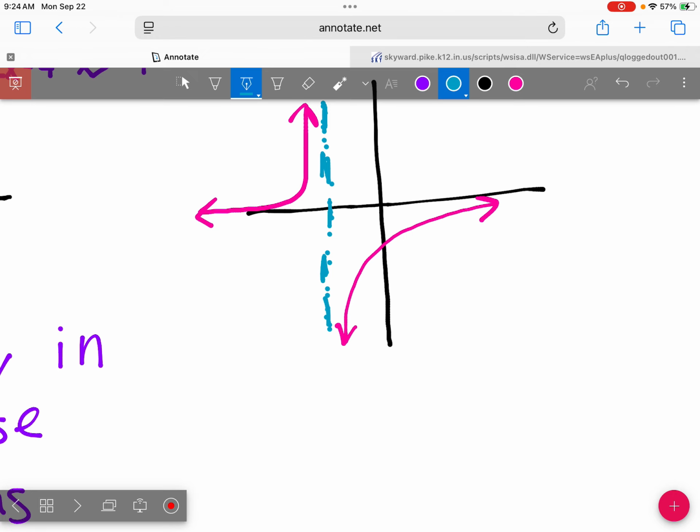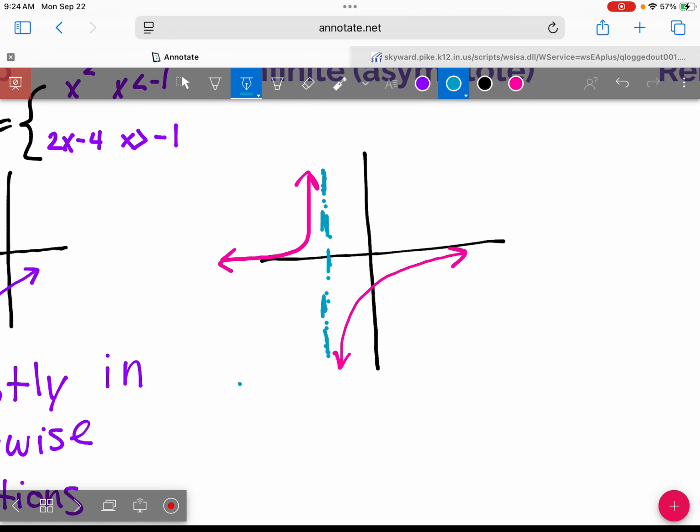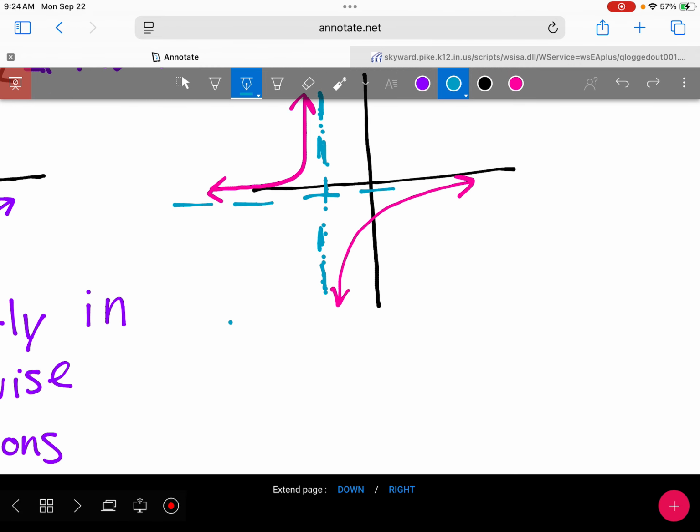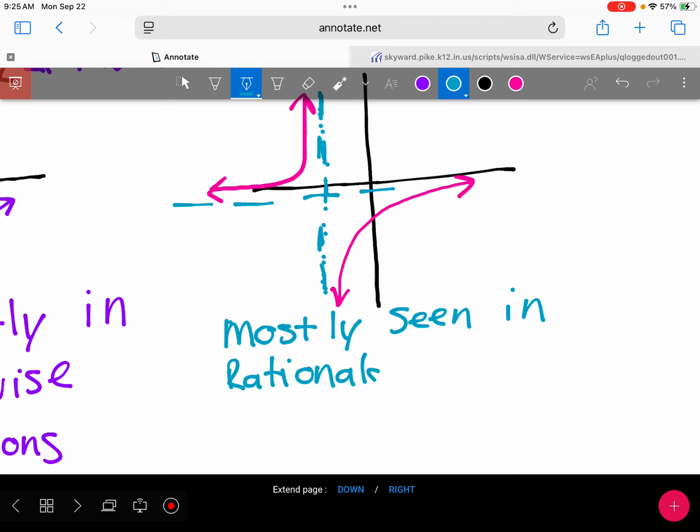Which one of them has two asymptotes? Like when it has this kind of guy, that would be our rational functions. That's like the 1 over x kind of guys. And we're going to have a whole lot of those in chapter 3. We're going to really focus in on those. Okay, you're right. I'm going to write it in. Mostly seen in rationals. And then that's like our 1 over x kind of things.